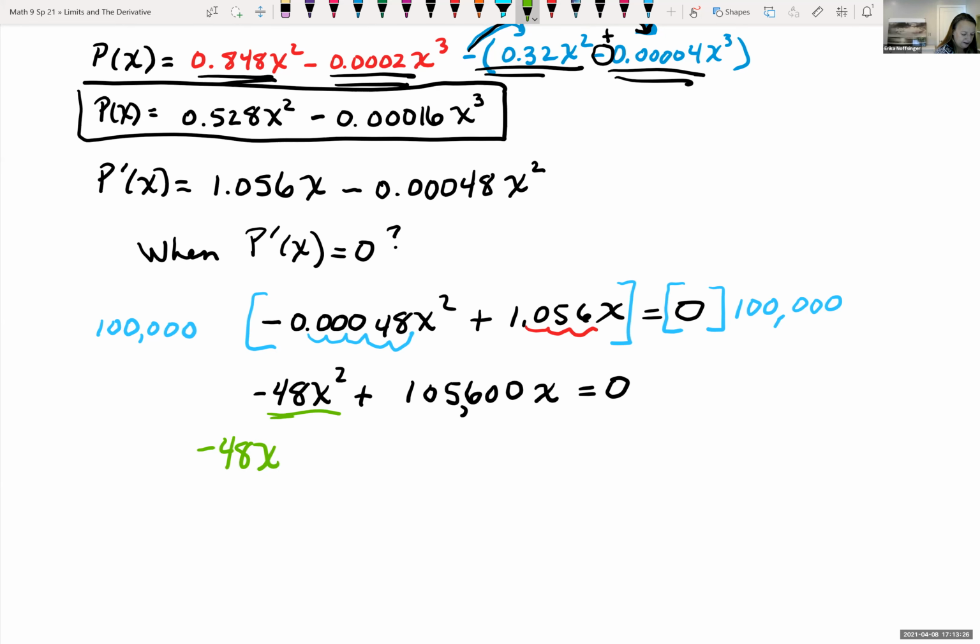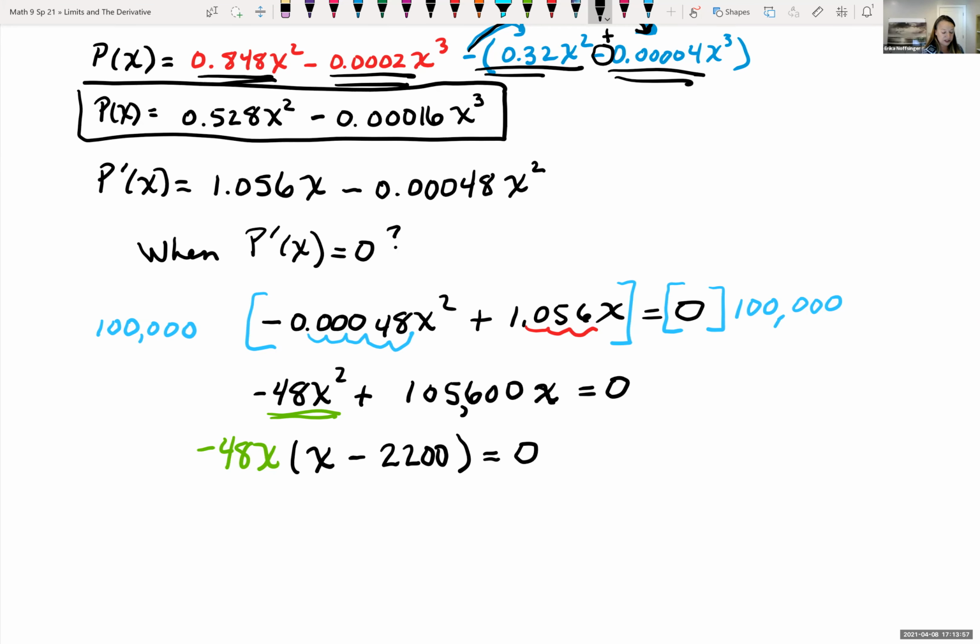If I pull that out of the first term, all we would be left with is a single x. I'm pulling a negative out of a positive, so now we have a minus sign. And 48 goes into 105,600 2,200 times. And we pulled the single x out, so there's no x left, equals 0. Okay, we got it factored.